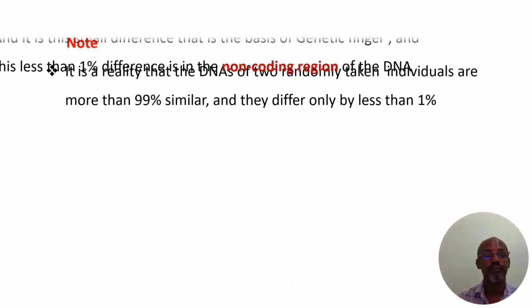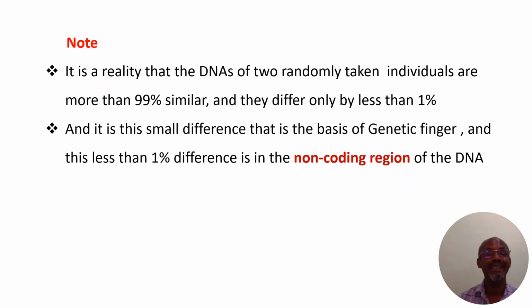It is this small difference that is the base of genetic fingerprinting. What do you call this small difference? The short tandem repeats, or the variable number tandem repeats, or mini satellites. And this less than 1% difference is in the non-coding region of the DNA.